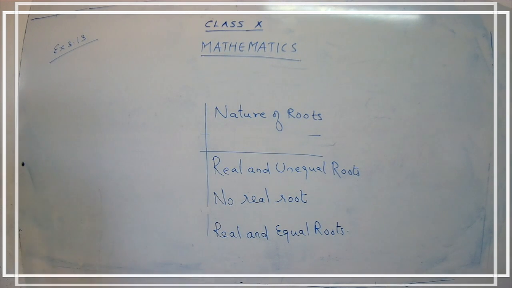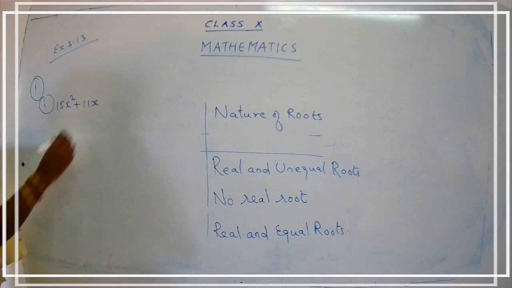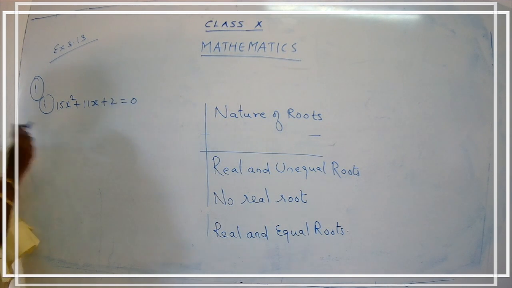Take the first subpart. 15x square plus 11x plus 2 is equal to 0. So we have to find out the nature of the roots. This is very, very easy. Here the question is to find out the nature. So what are we going to do here? We are going to find out the value for delta.